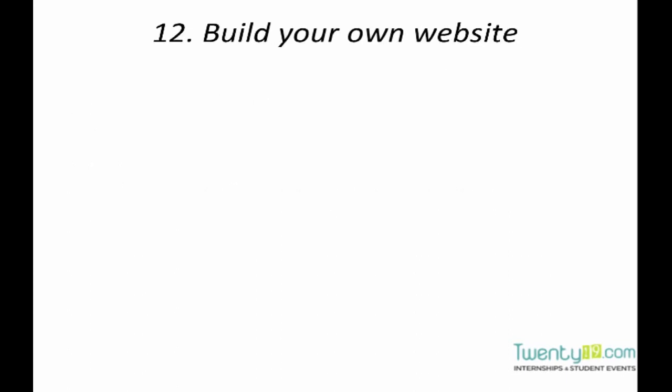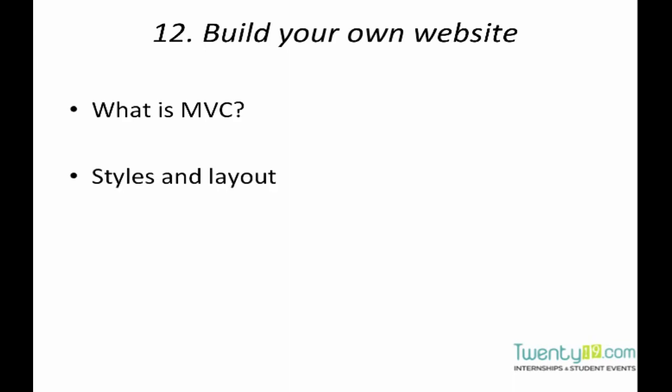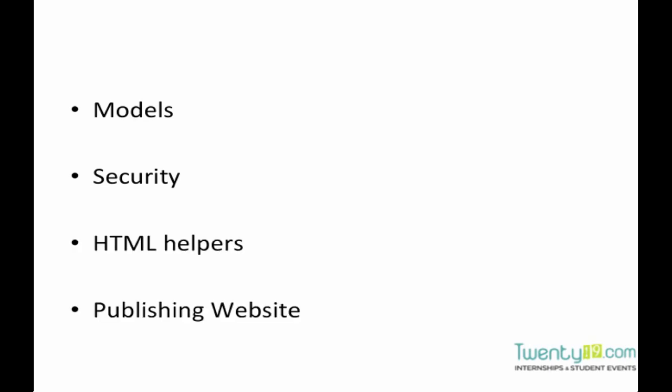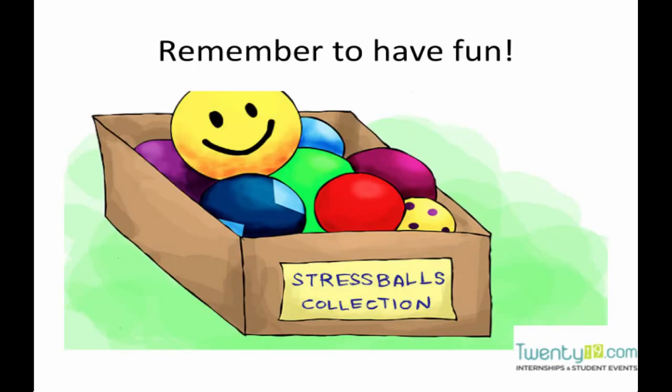And at the last, you're going to build your own website using the ASP.NET MVC architecture. You're going to learn what MVC is. You're going to learn more about styles and layout, and controllers, views, models, and security that you should have in your web application. You're going to learn something about HTML helpers. And finally, you're going to learn how to publish a website using Visual Studio. This is all about the content of the course.